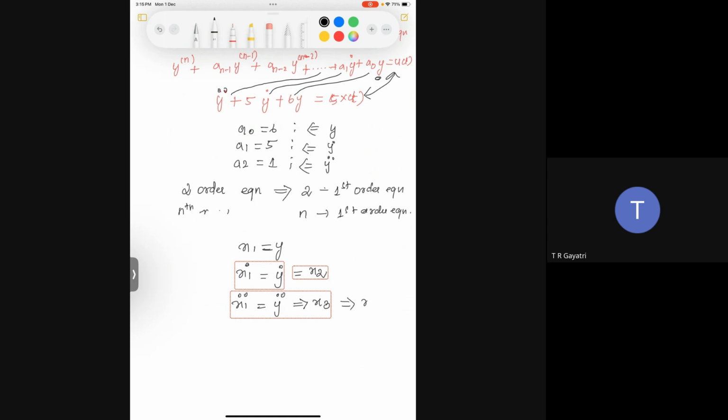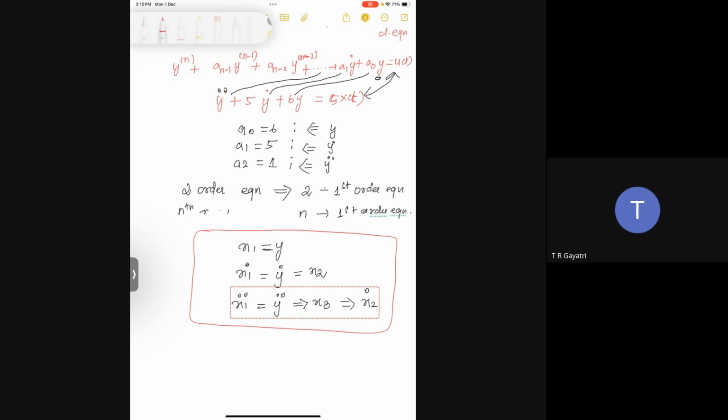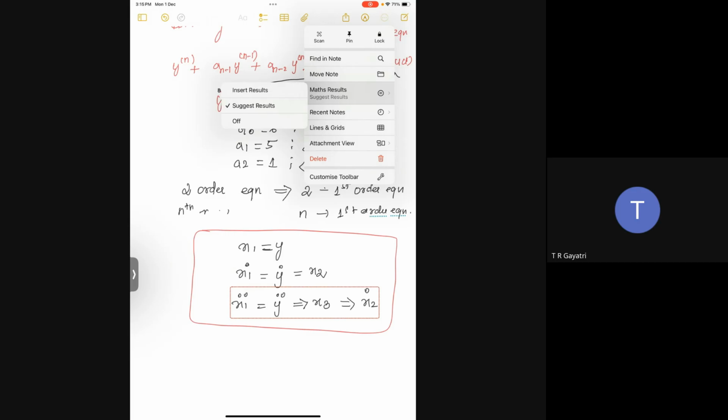Can also be defined as x2 dot. Any doubt in this? Just please process this slowly. Understand what I'm trying to do. Then ask me question if you don't understand.